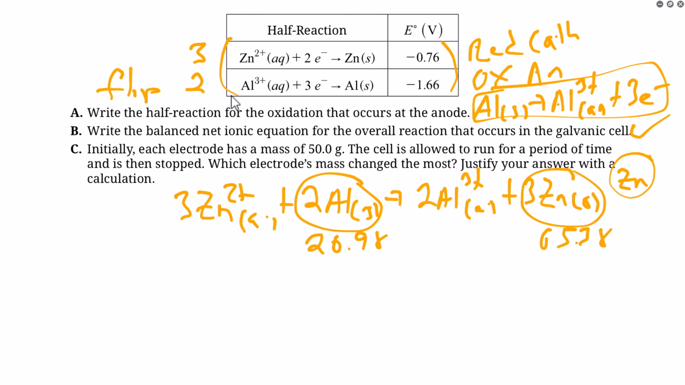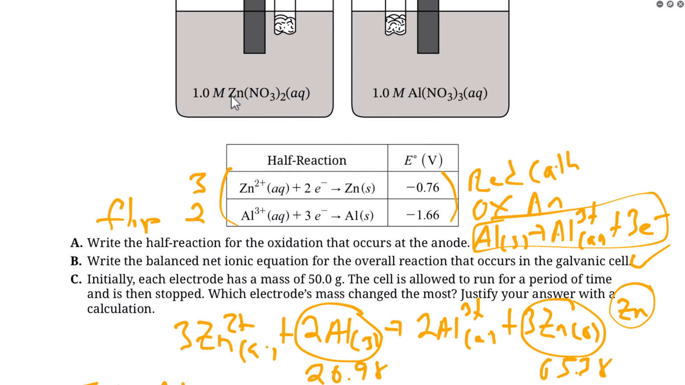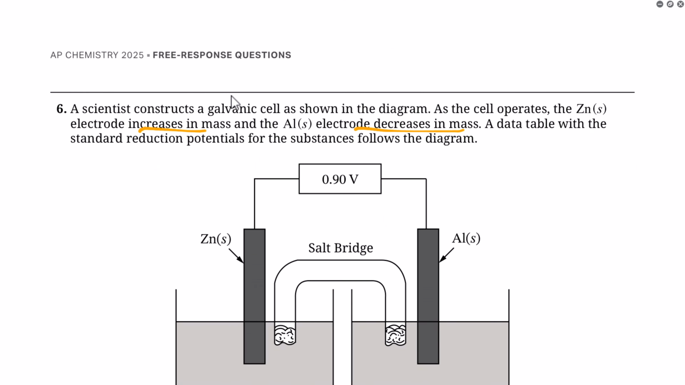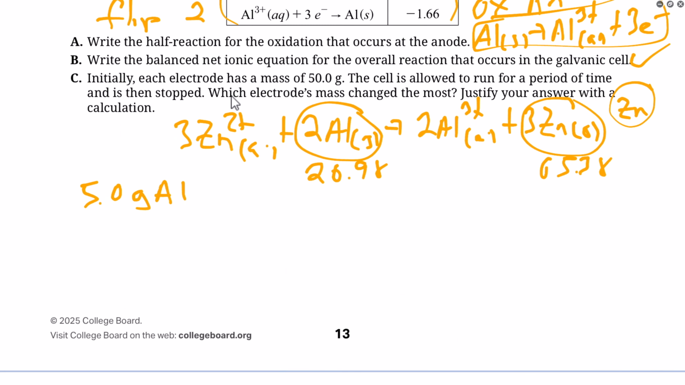I think I could do this. Let's say we start off with losing 5 grams of aluminum, right? We lose aluminum in this process, correct? Yeah, aluminum decreases in mass. So if we lose 5 grams of aluminum, I bet I can do a molar conversion here. So 26.98 grams to 1 mole of aluminum.